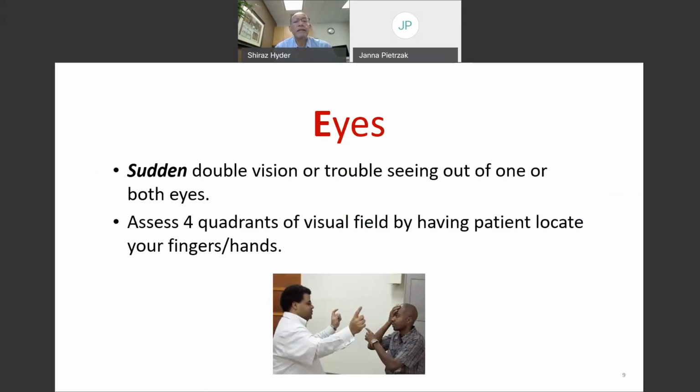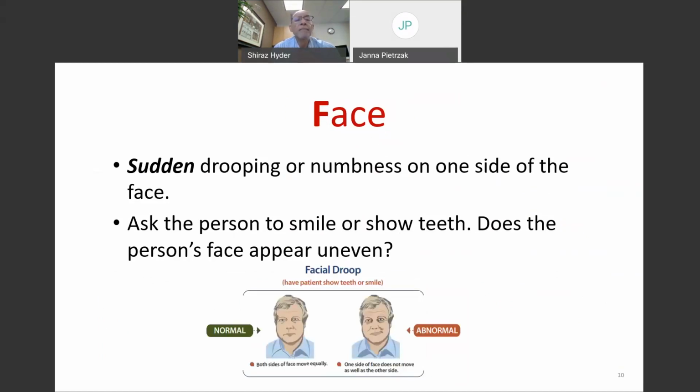In the next slide, this is really going over the Cincinnati stroke screen, which is FAST. For face screen, you need to see if they have any droopiness or numbness on one side of the face. And in order to look for any asymmetry, you can ask the patient to smile or show the teeth.